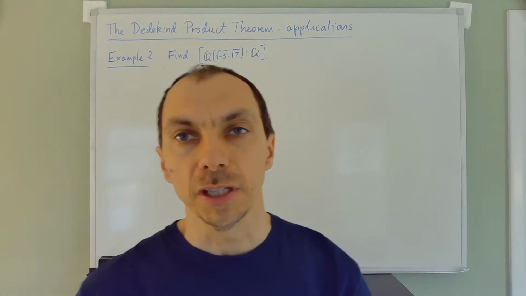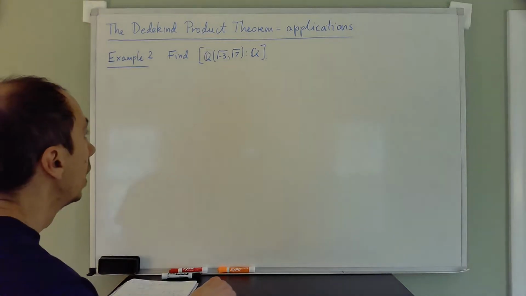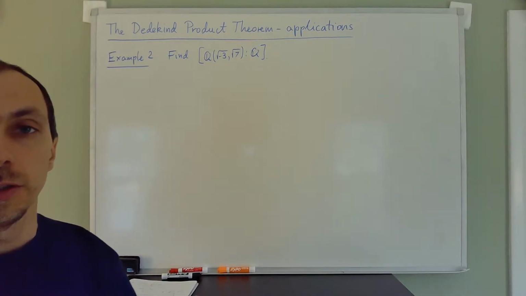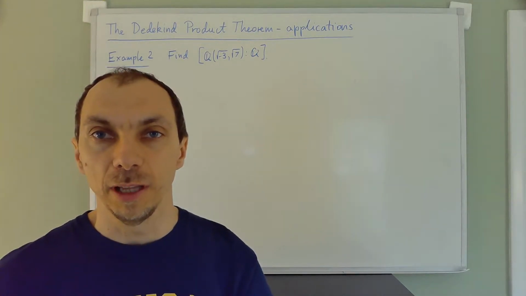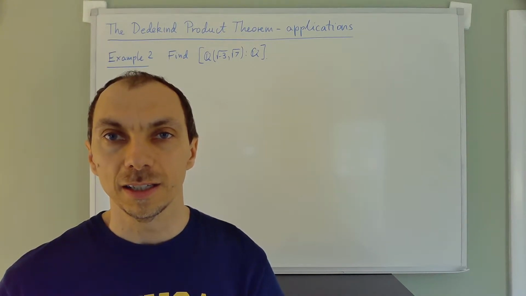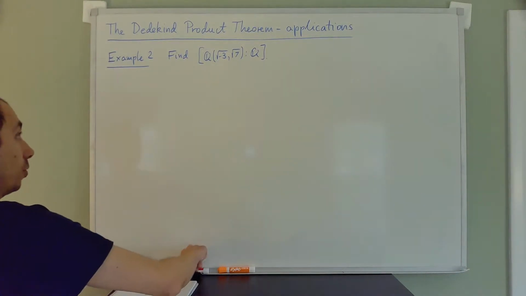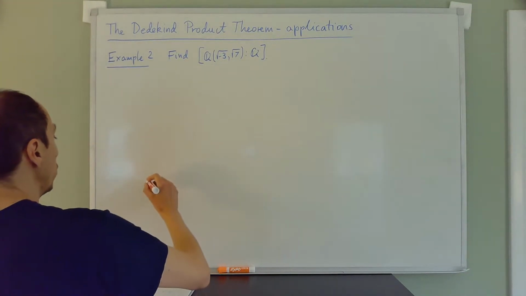So we continue with our examples. So let's use the Dedekind product theorem to compute this degree. And you might expect again that this is going to be a lengthy calculation, but in fact, in this case, it's a lot easier than the previous case. So you already know how to start. We start the same way as last time.